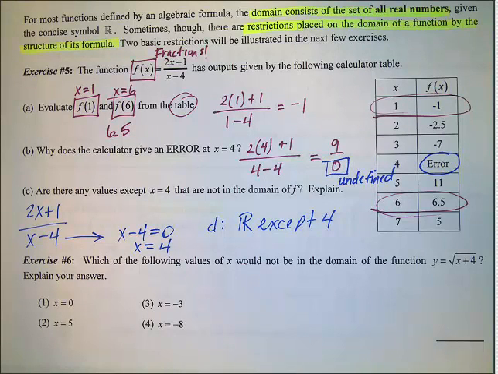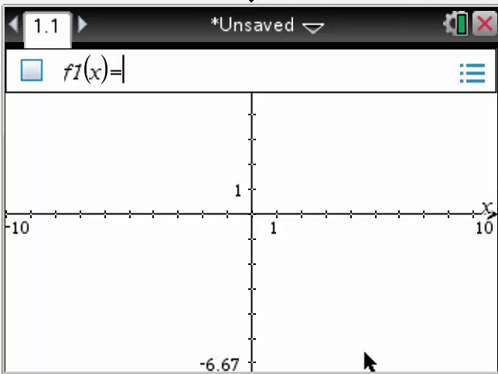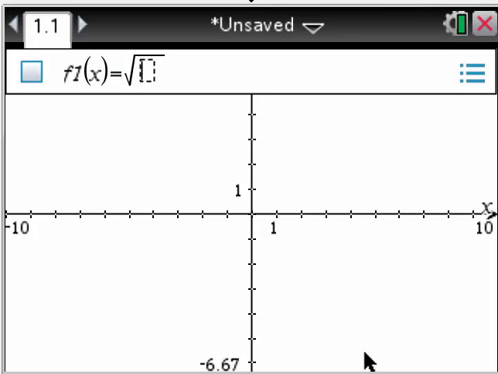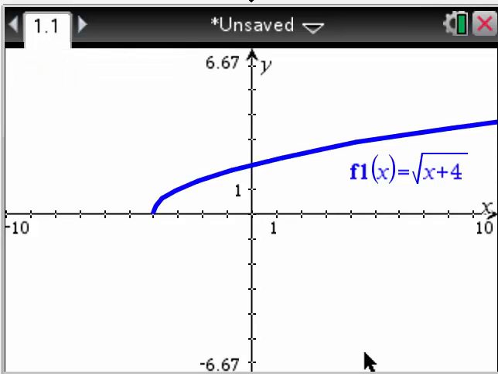Exercise 6. Which of the following values of x could not be in the domain of the function y equals square root of x plus 4? Explain your answer. Well, I love the tables, so take out your calculator. Make sure you get a graph. So we're going to do the square root, so control x squared, x plus 4. Hit enter. Notice the graph. It starts at -4 and it keeps going positive. So the domain is from -4 to infinity.